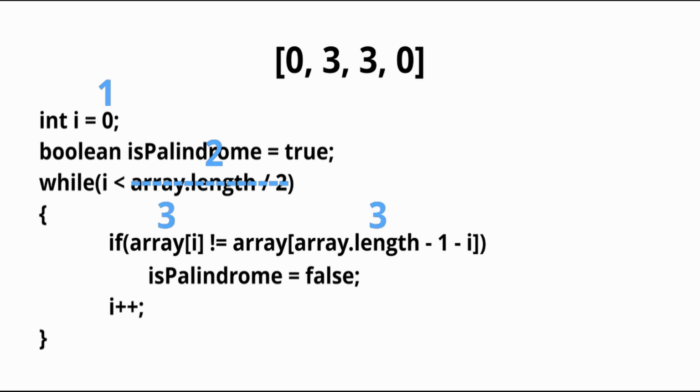Checking the condition of the if statement, we can see that array at i is equal to array at 4 minus 1 minus 1, so we do not execute the code in the if statement, and we once again increment i. Heading back to the top once again, we check the condition. We can see that i is not less than 2, so we can exit out of the while loop.